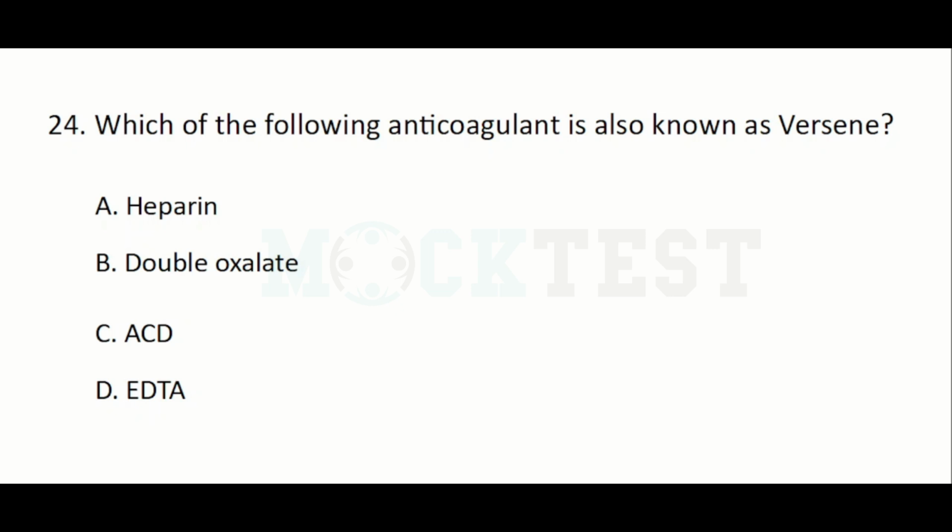Which of the following anticoagulant is also known as Versene? Option A heparin, option B double oxalate, option C ACD, option D EDTA. The answer is option D EDTA. EDTA is also known as Versene.